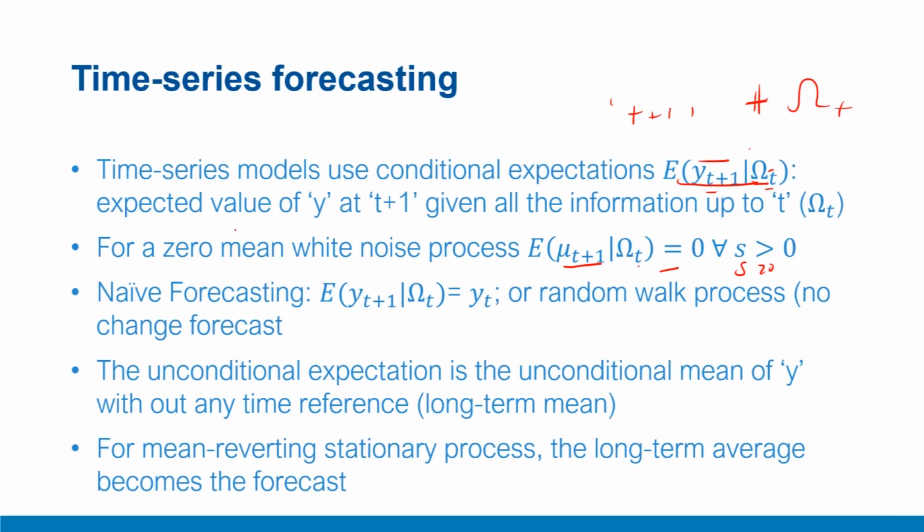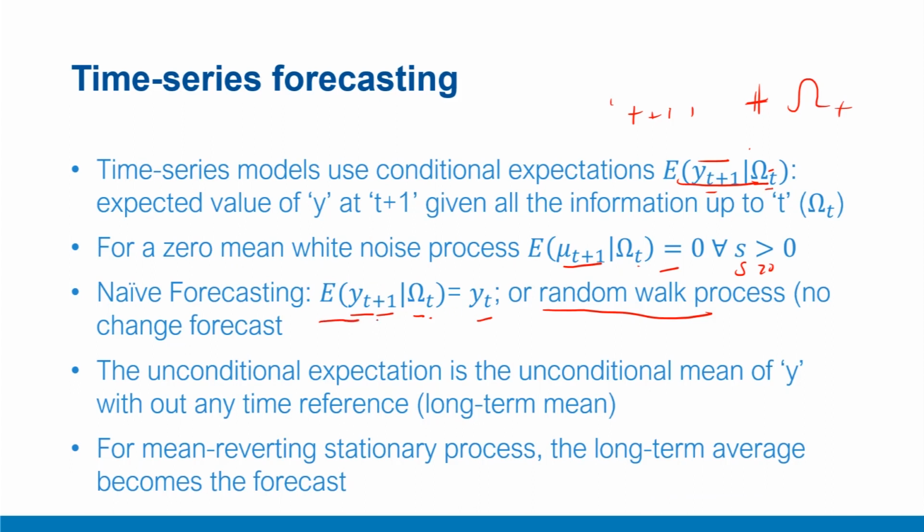There are two very simple methods of forecasting. One is called naive no change forecasting. This naive forecasting method suggests that the forecast of a series y at time t plus 1 given information at time t is nothing but its previous value, y t. This is more applicable in the random walk process, where the process is purely random and therefore the best forecast of tomorrow is whatever the value is today.